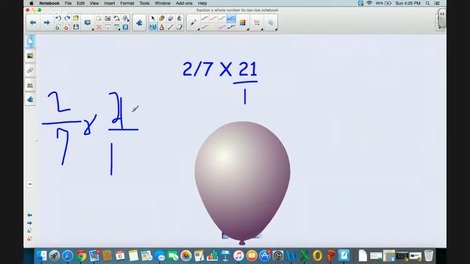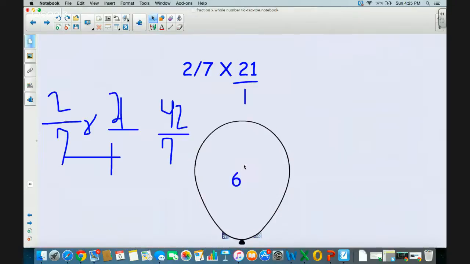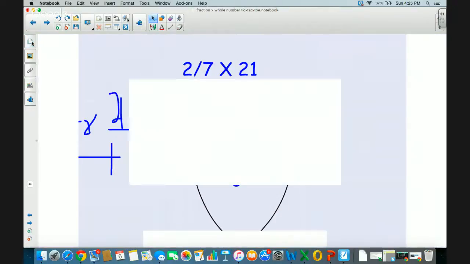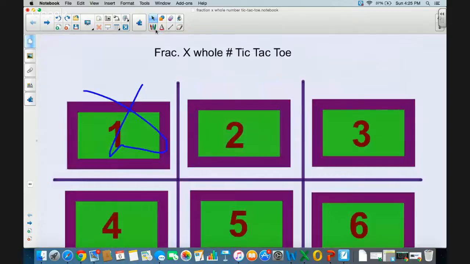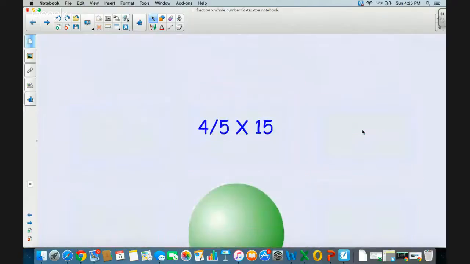If you didn't know that and you didn't try to work it out, that means you didn't show your effort. Should have worked it out and got 42. And then 7 times 1 straight across equals 7. Now it's improper. 42 divided by 7 equals 6. All right, so we got done with that one. Let's do a few more. Do number 3. All right, pause the video now.